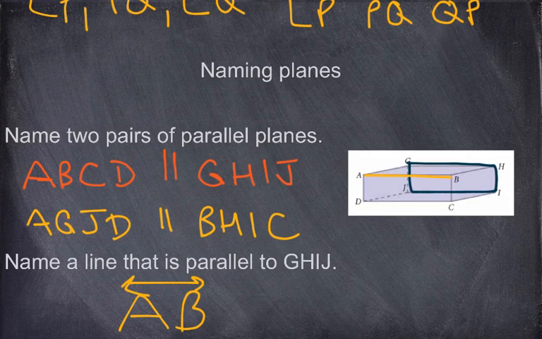That's a possibility. You could have also used AD, because that's parallel to that one. You could have said DC, because that's parallel to JI. And you could have said BC, because it's parallel to HI. So there are many different possibilities. It's not just one possible answer on some of these. Okay? I hope that helped. So good luck.